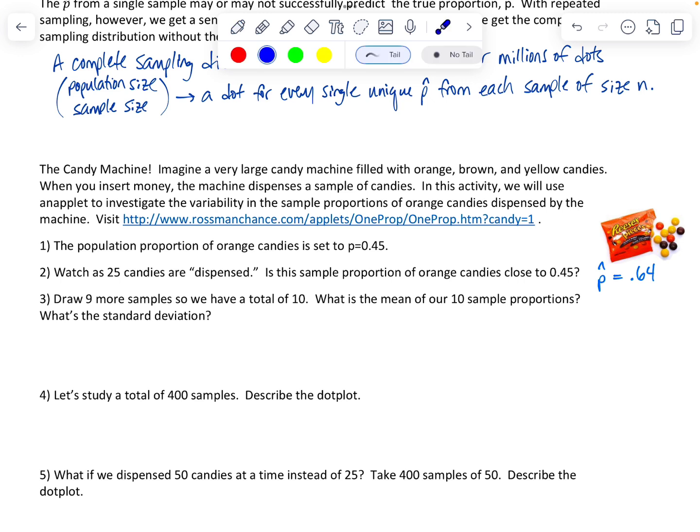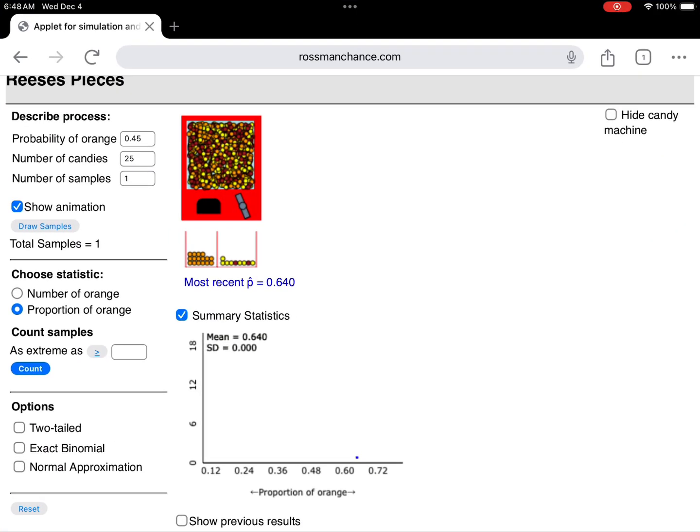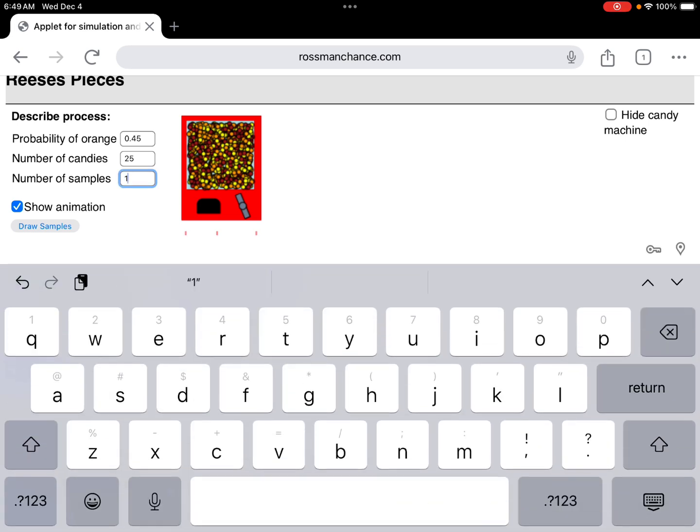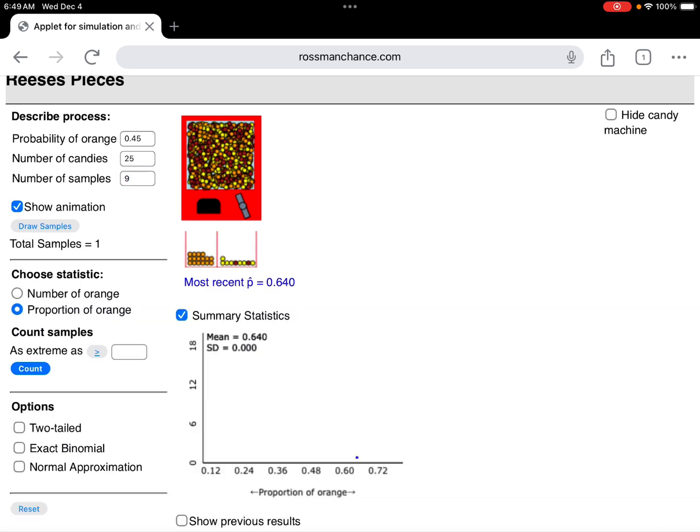Now it says draw 9 more samples. What do you think if I do this 9 more times? So we have a total of 10. Let's see what happens. See where it says number of samples? I'm going to change that to 9. And I'm going to keep the one dot that's already there at 64%. I'm going to hit draw samples, and I still have show animation checked.